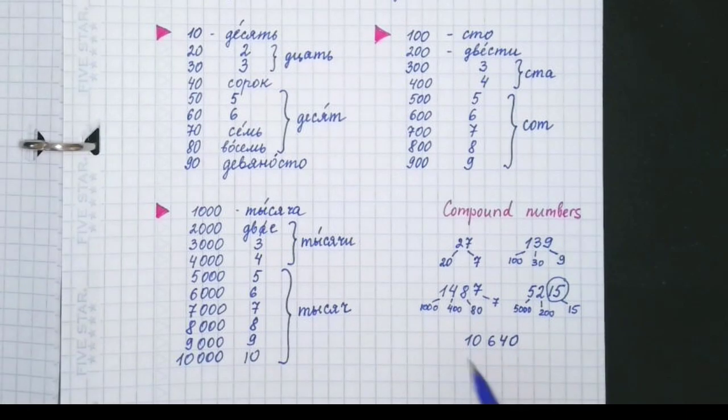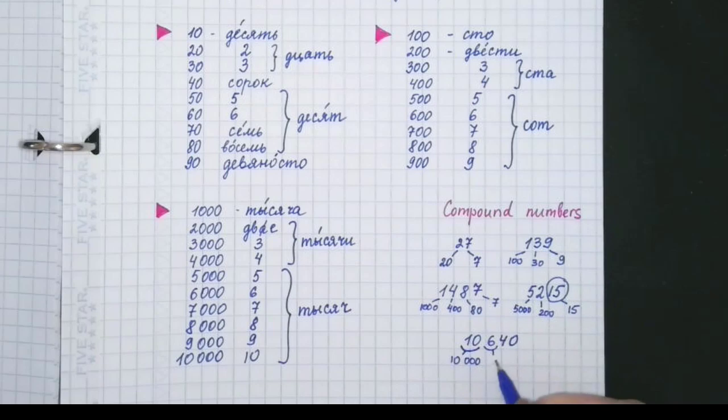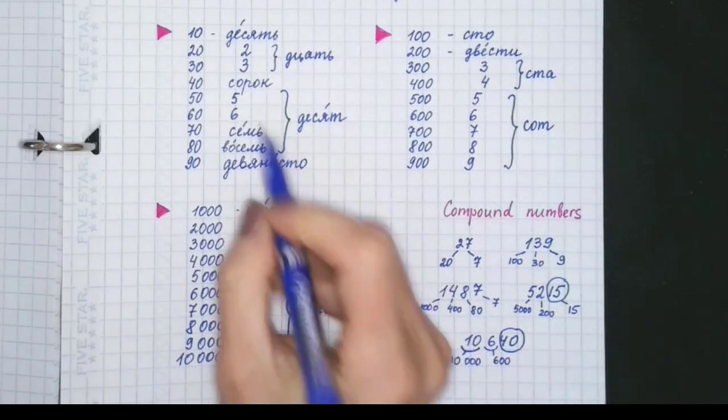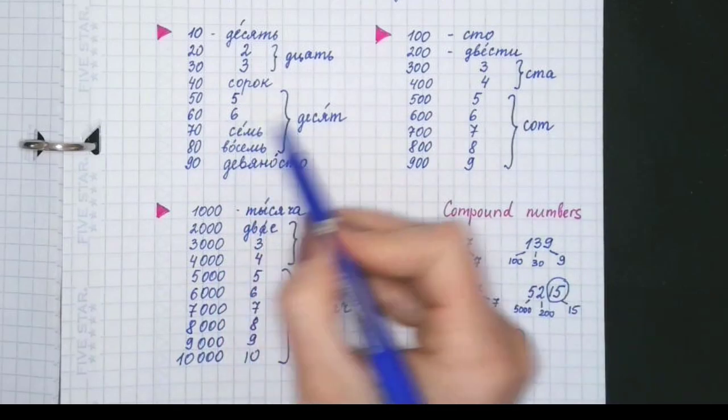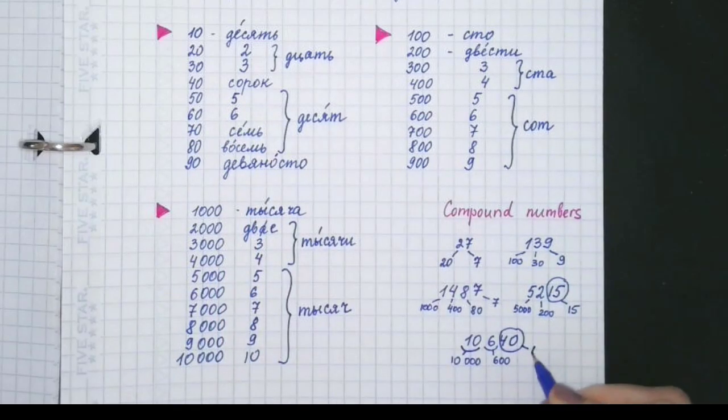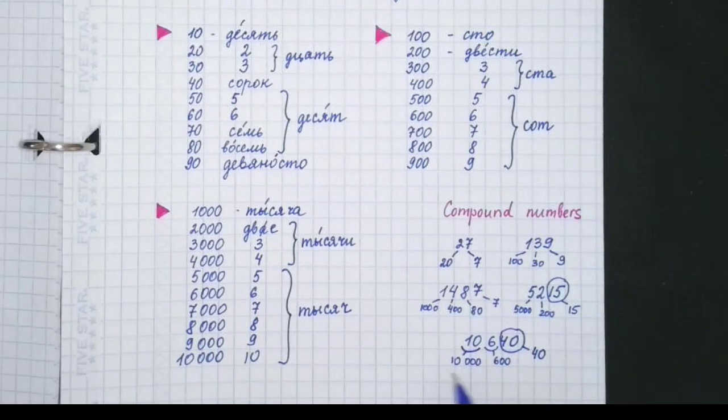Similarly, if we have something like 10,640, we'll pronounce everything in complete digits. Here we have a complete digit 10, and it's 10,000. Here we have 600, but here we have a full number like 40, 50, 60. So we'll pronounce it as a full number. 10,640.